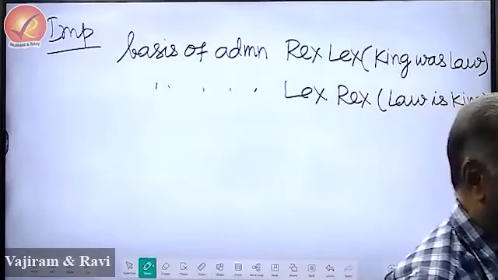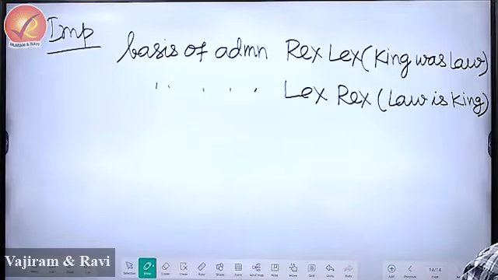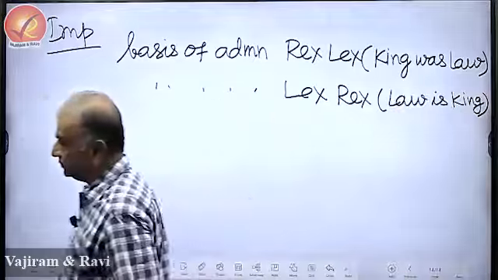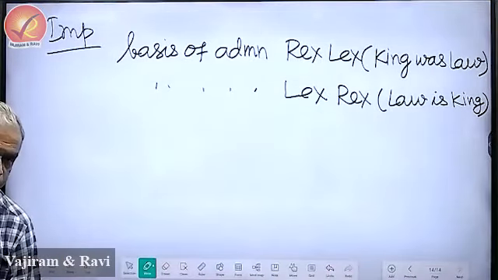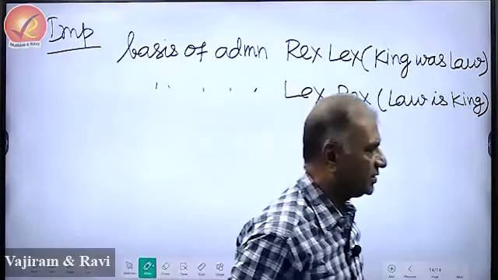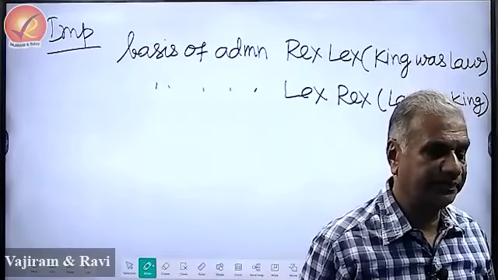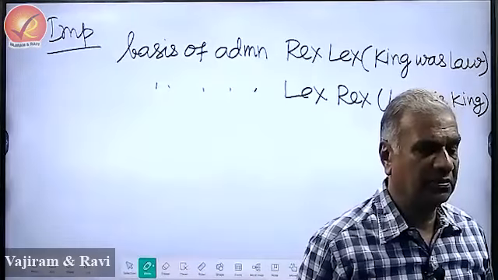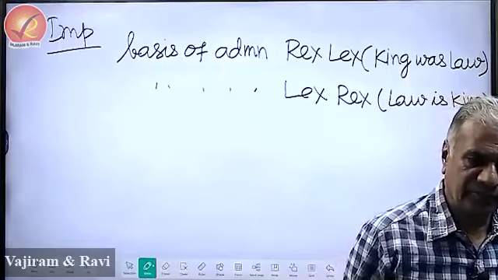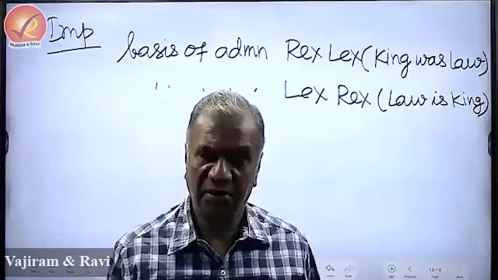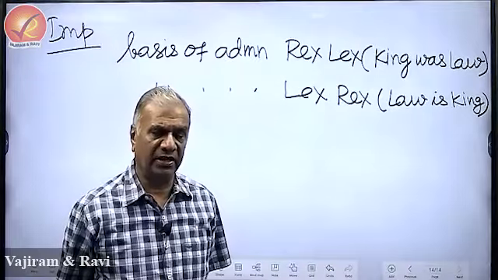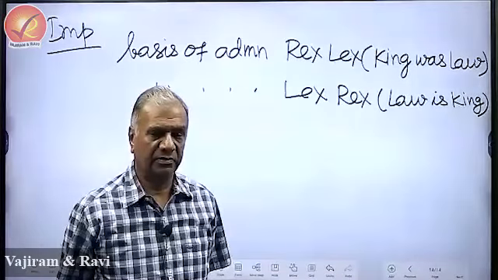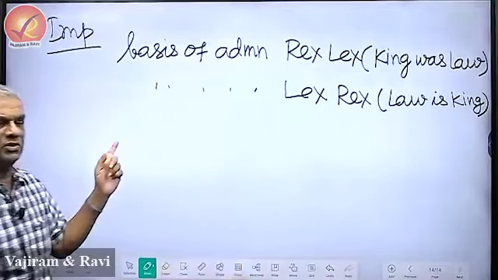So you take down that before the rule of law became a legal concept, the basis of administration was rex lex, or the king was law. But after its adoption as a legal concept, the basis of administration has changed to lex rex. So this is the first importance of rule of law.